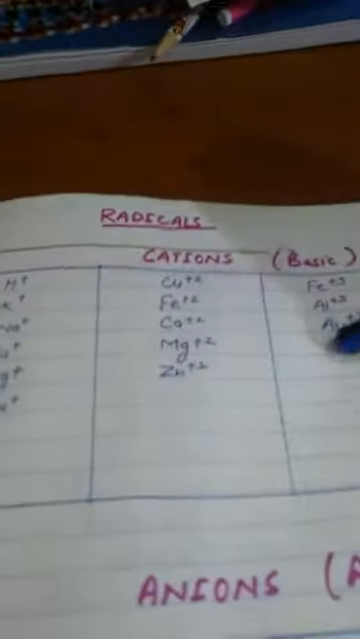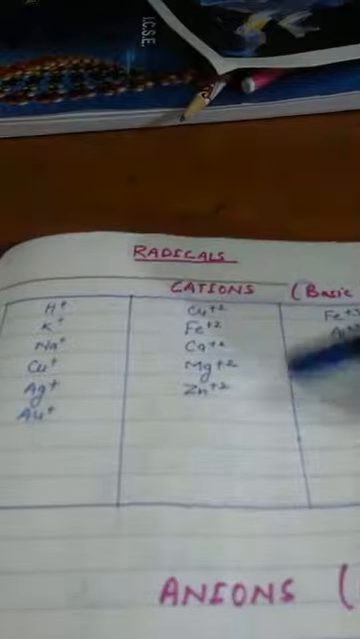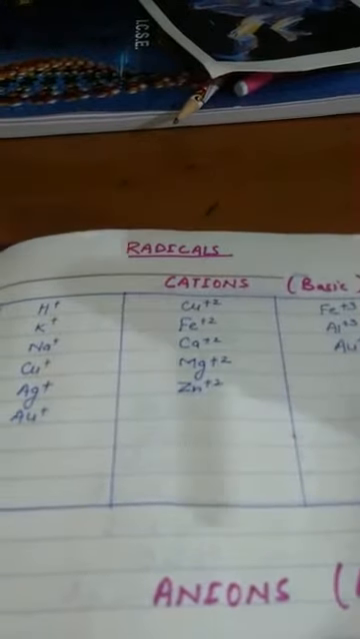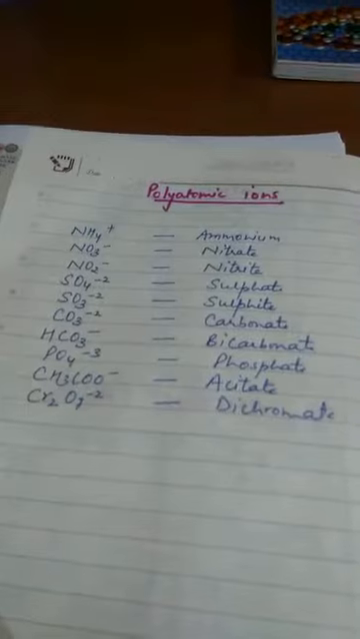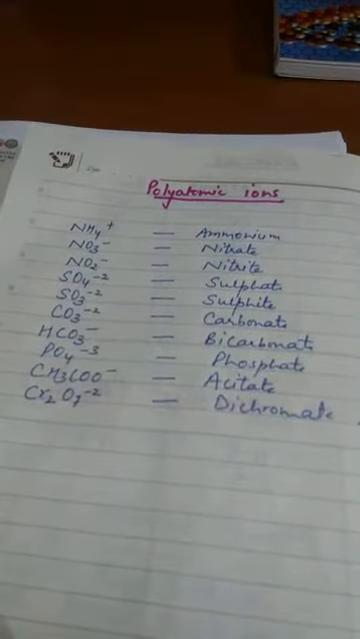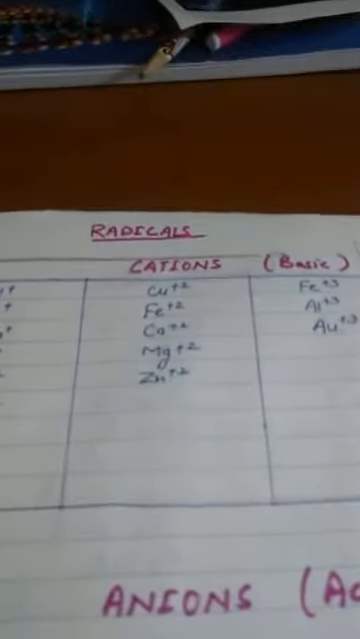Now, to learn these radicals, there is an easy way. Look at the easy way. In the same way, you have to learn these radicals. First of all, we will learn positive and negative radicals, which means cations and anions. And then we will learn polyatomic ions. Polyatomic ions are those ions which have more than one atom in them. So we will learn them separately.